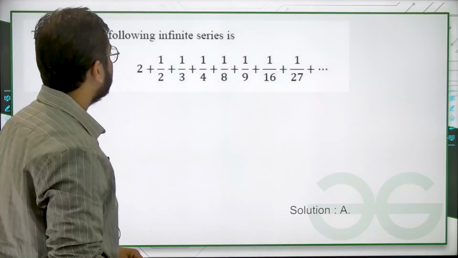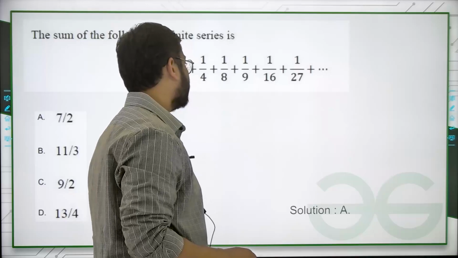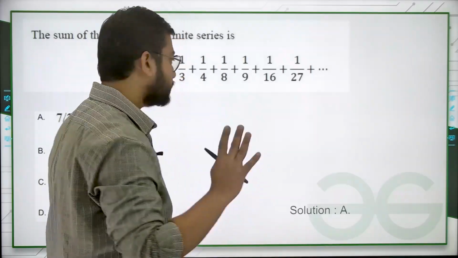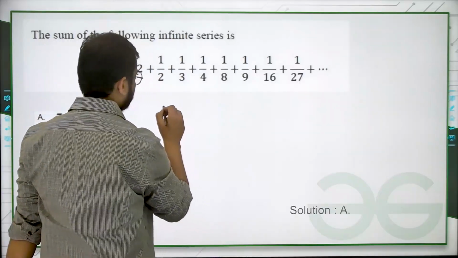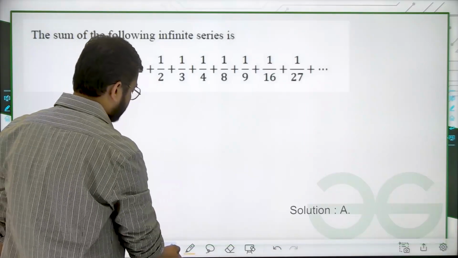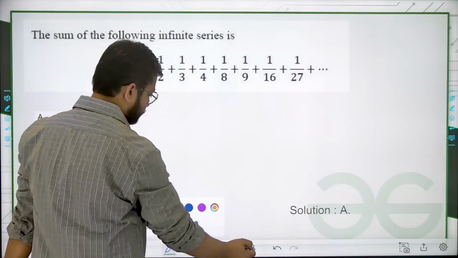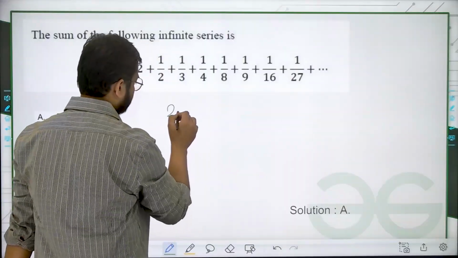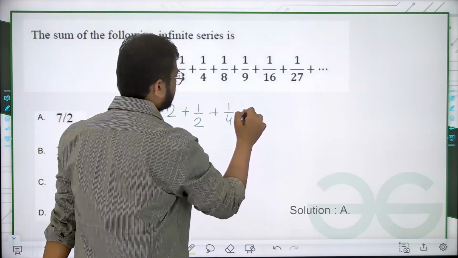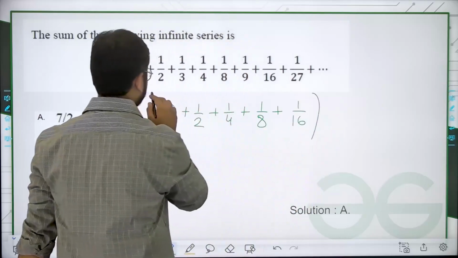The sum of the following infinite series is equal to 2 plus 1 by 2 plus 1 by 3, 1 by 4, 1 by 8, 1 by 9, 1 by 16, 1 by 27. If you remember the GP series, this is basically the summation of GP series. So we can rewrite this as 2 plus 1 by 2, then we can write 1 by 4 plus 1 by 8 plus 1 by 16 as a combination like this.